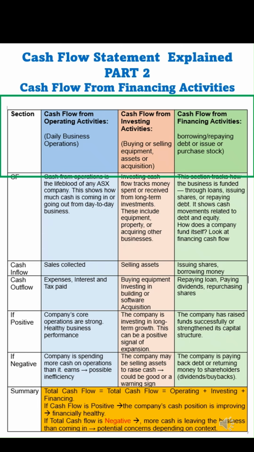Just to recap, there are three main components of cash flow statements you need to understand: cash flow from operating activities, cash flow from investing activities, and cash flow from financing activities. Now let's focus on cash flow from financing activities. This section shows how a company manages its capital, essentially how it raises money or pays it back.